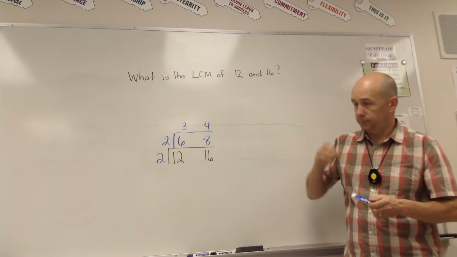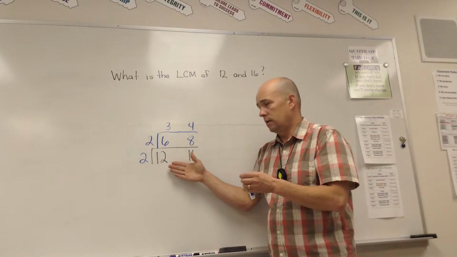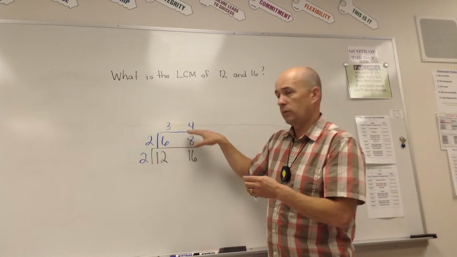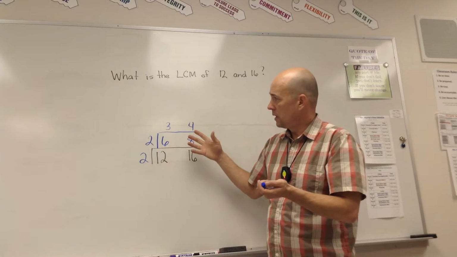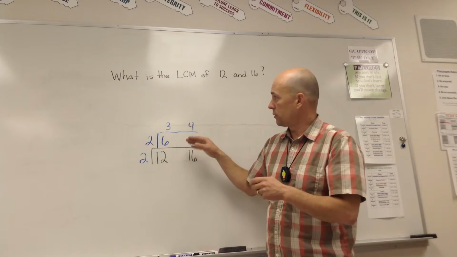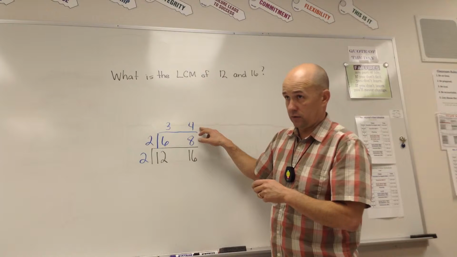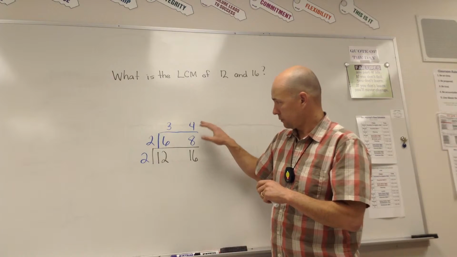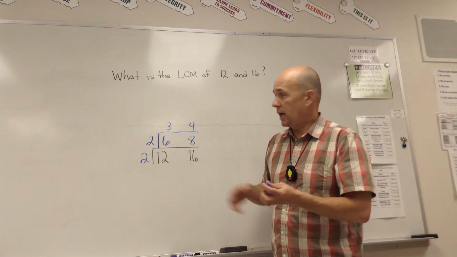All right, so I've got my cake built. I look at the 3 and the 4, and I say 3 is prime, so the only things that'll go into that are 1 and 3. Neither one of those goes into 4, except 1. So really, we're done with our cake.